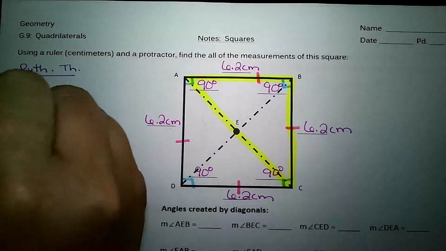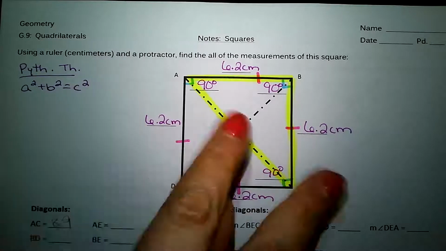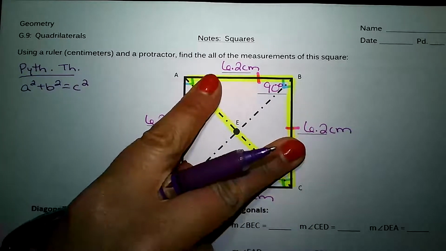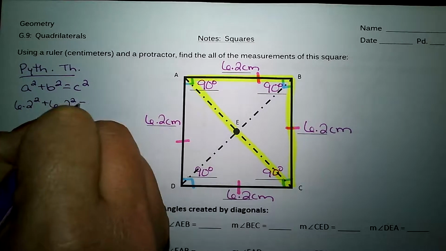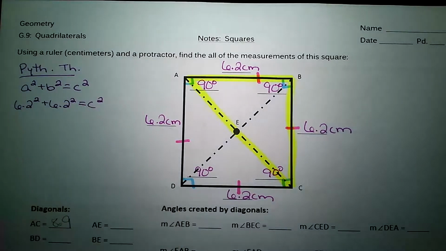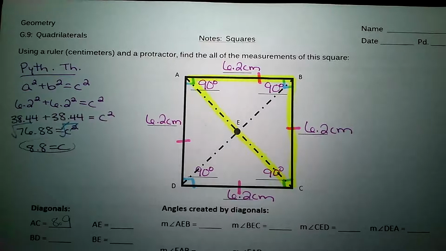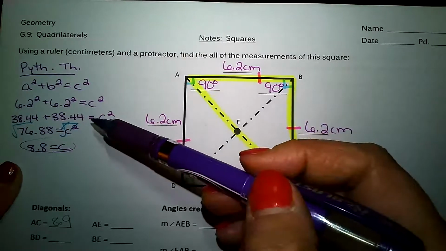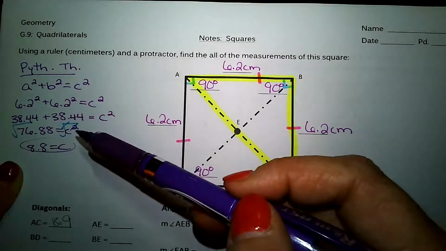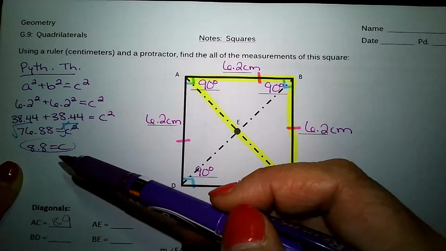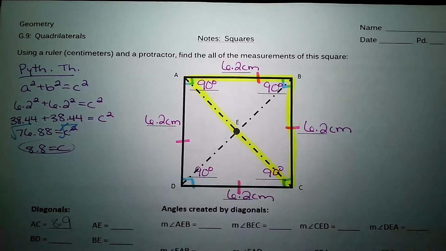A squared plus B squared equals C squared. The A and B are both 6.2. So I'm going to pause the video, take a moment, and solve for C. All right, how'd you do? Here's my work over here, 6.2 and 6.2. Square them, add them, take the square root to solve, and I get 8.8. So my measure was just a smidge off.